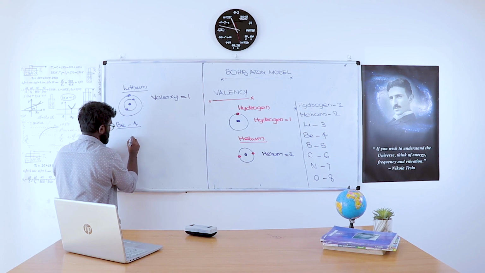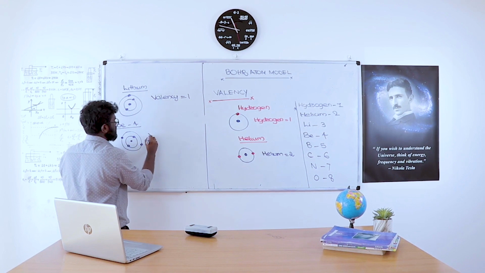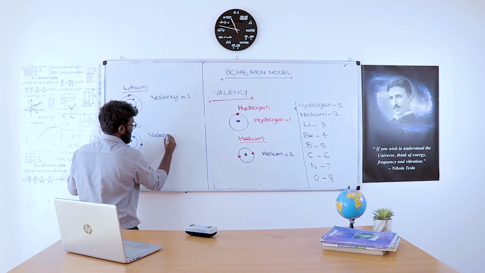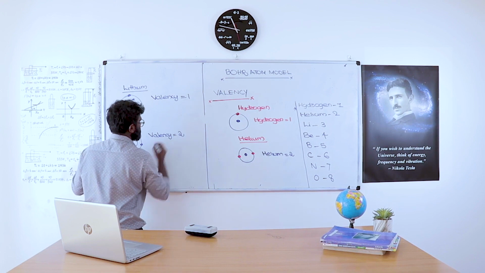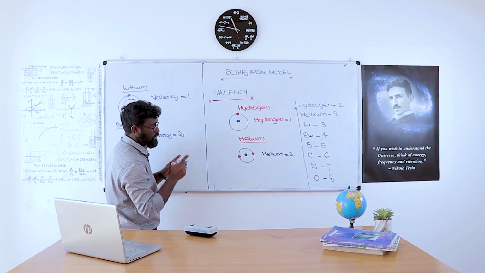What about beryllium? Beryllium consists of 4 electrons. So nucleus, 2 shells are required. The first one 2, the second one 2. The outermost shell consists of 2 electrons. Therefore, the valency is equal to 2.